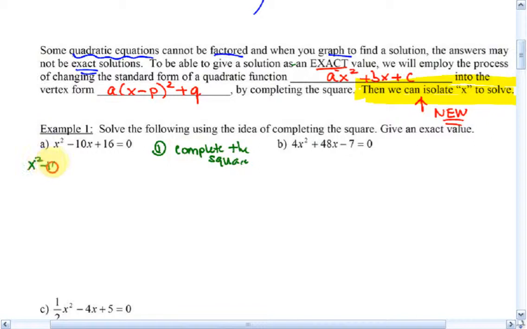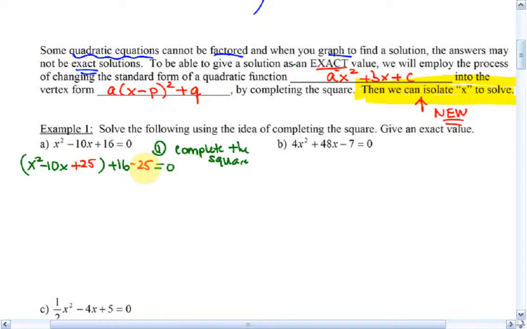X squared minus 10x, put a bracket, plus 16, and make this equal to 0. Help me out, dear friends. What goes inside the bracket? 25. So what goes outside the bracket? Minus 25.